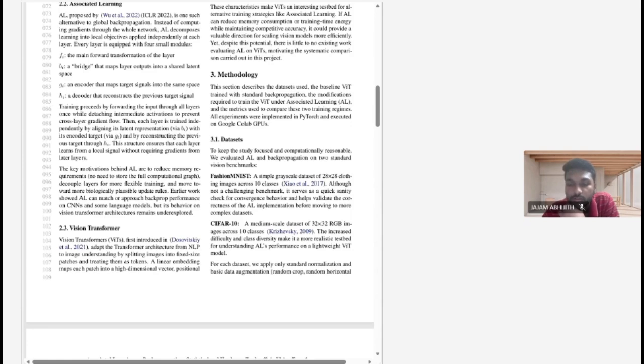For the baseline model, with backpropagation, the architecture ends with a standard classification head that maps the class token to class logits. For the associative learning version, though, we had to augment each transformer block with those four additional modules I mentioned earlier: the forward map, the target encoder, the decoder, and the bridge. The first layer has special dimensions because it needs a map from class labels, but deeper layers all use a fixed latent dimension of 256.